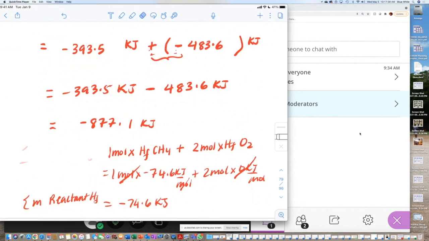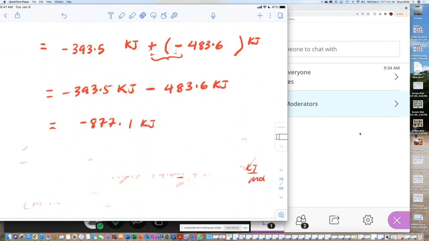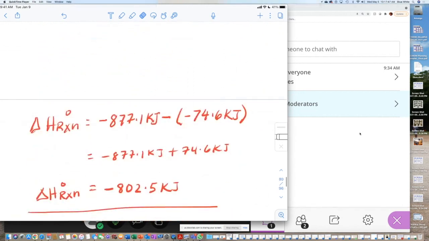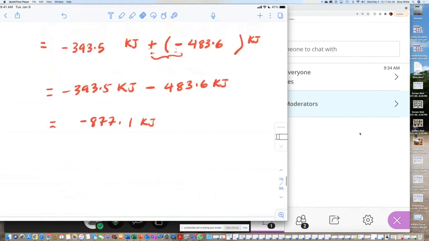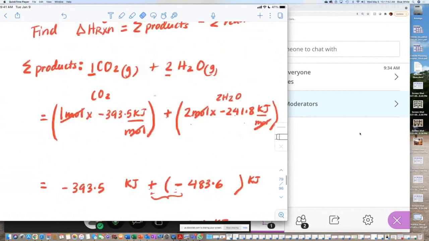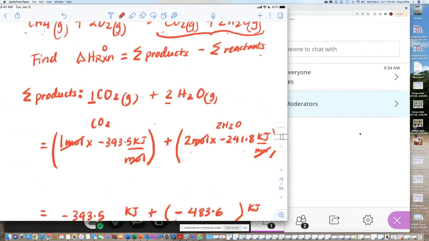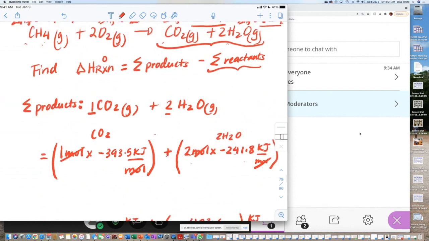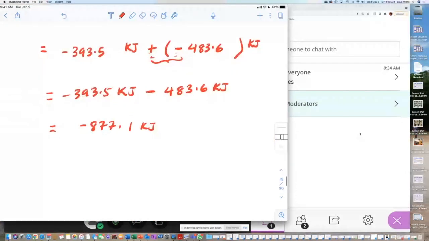Okay, let me see what they have. Oh, I guess I erased that. So, oh, I guess it's correct. So this is our product. Okay, I was judging it too soon. Now we're going to work on the reactant part. For the reactant part, I'm now essentially working on this part right here. I'm working on CH4 and then 2 oxygens.